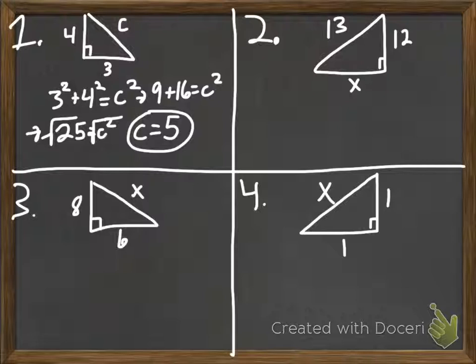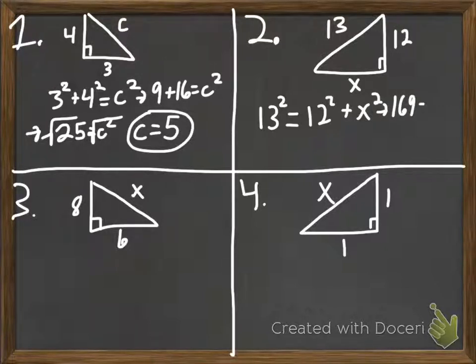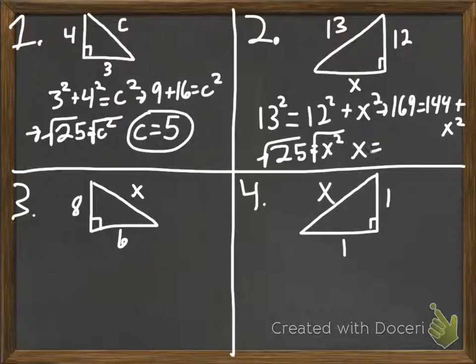Alright, start with number 2. It's going to be 13 squared equals 12 squared plus x squared. Now, again, because this is an equation, we can flip-flop as long as we keep everything on the appropriate side. So this simplifies to 169 equals 144 plus x squared. We subtract 144 and we get 25 equals x squared. Take the square root and we get x equals 5.